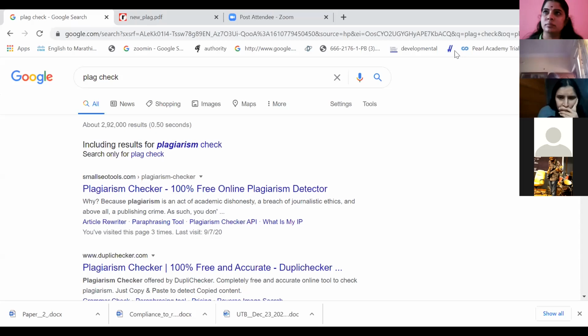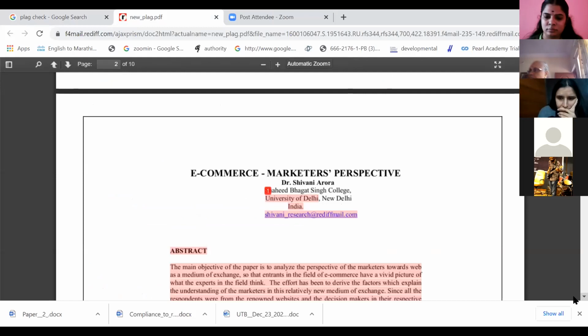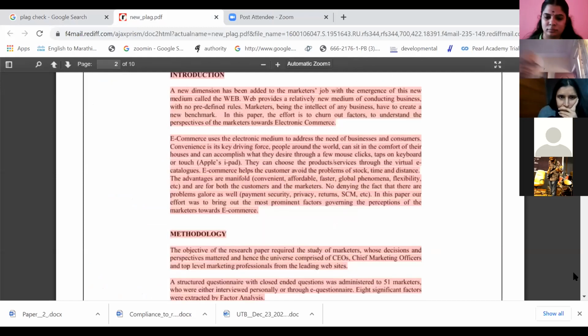And ma'am, also the less than 1% criteria. Many times in my reports there have been many indexes that show 10%, and when I remove them, it automatically comes down to less than 10%. But that's still a similarity index. So how justified is it to put it in that way?